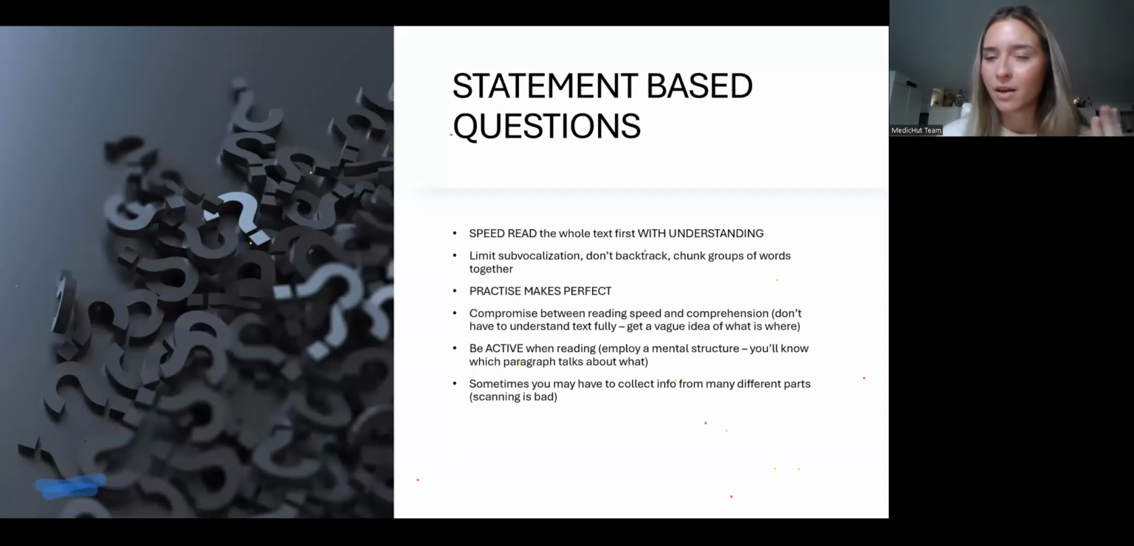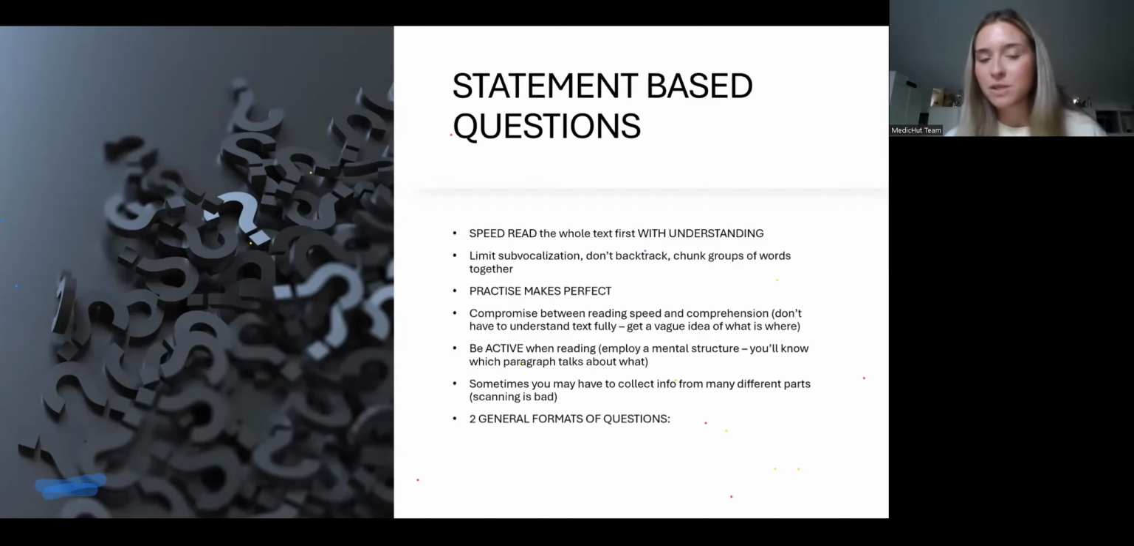And if you think about it, 4 sets of questions for each passage, that is you essentially scanning 16 times on one piece of text. That's why for statement-based questions, we do recommend trying to read it all at the beginning as fast as you can with some understanding, and building that mental structure in your head so you can answer it easier later on.